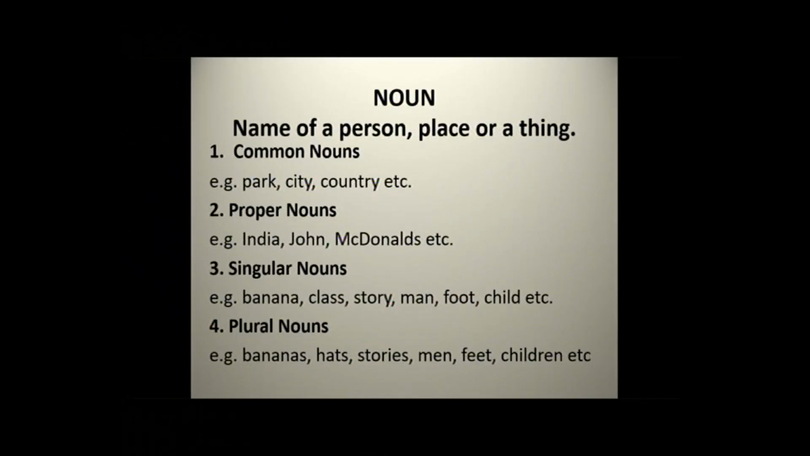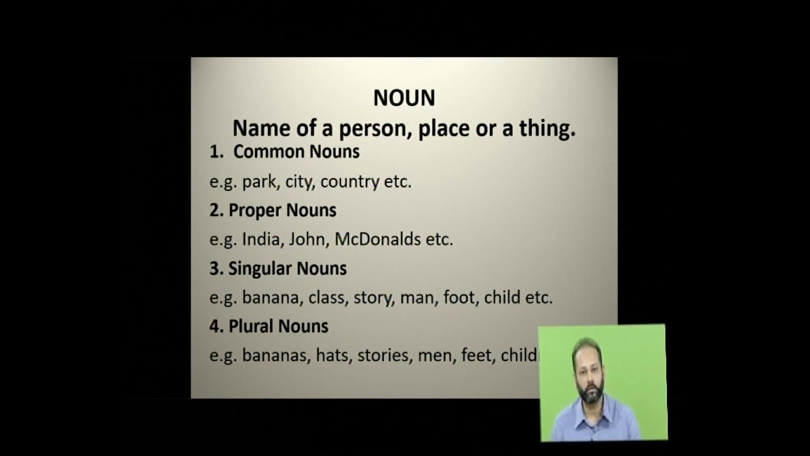So here we have noun. Noun is the name of a person, place, or a thing. There are different types of noun. Approximately we have 10 types of nouns. To elaborate them, here we go. First one is common nouns. So what are common nouns now? The examples given are park, city, country, etc. Not just etc. There are so many other nouns as well.